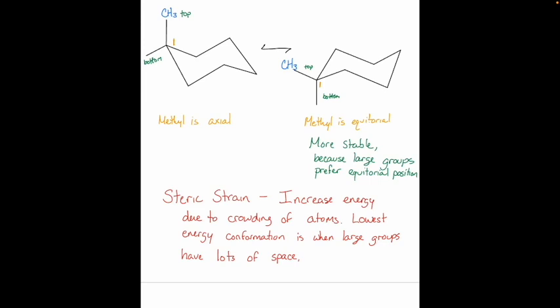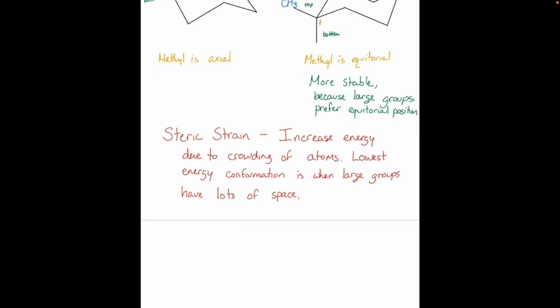So the bottom line is, what are we expected to be able to do here? If I give you a bond line structure of a molecule, you need to be able to give me the chair structure of that molecule, and after it's been flipped, look at the two and tell me which one is going to be more stable. Okay? All right, so let's do another one here.